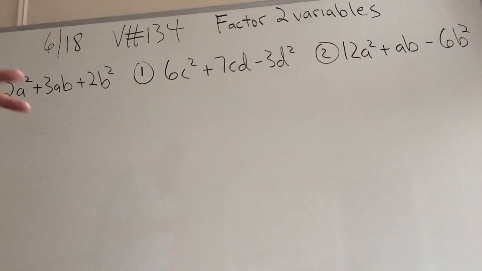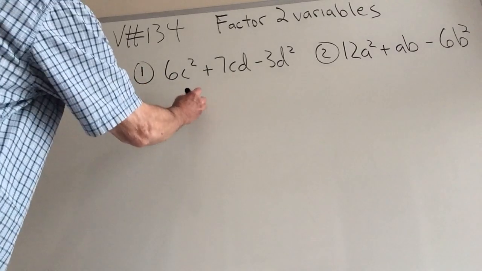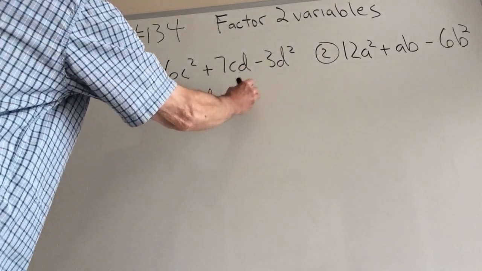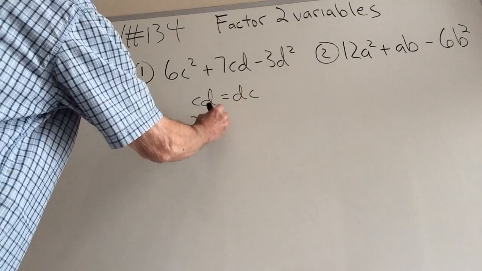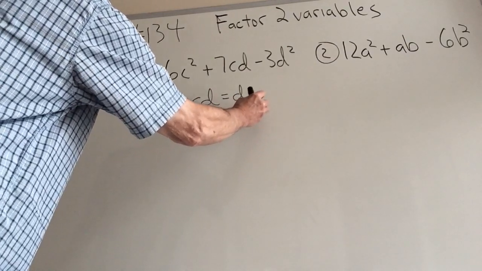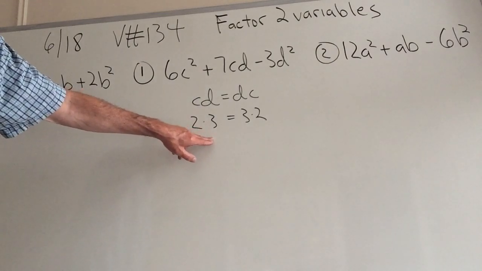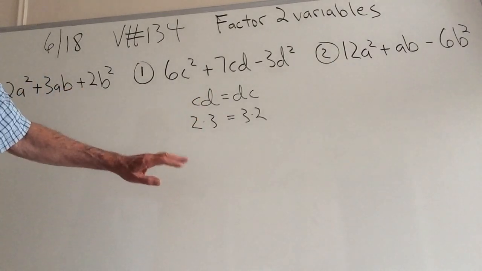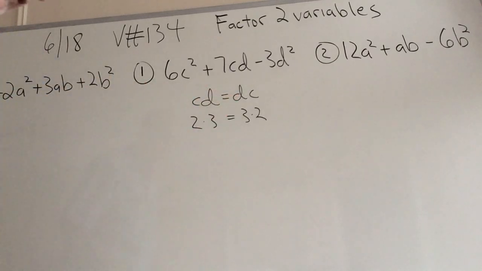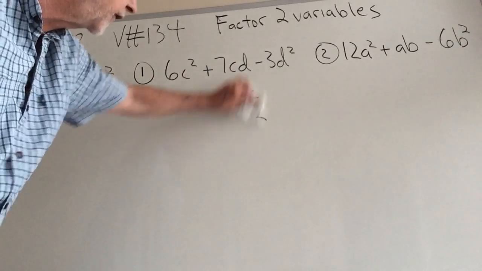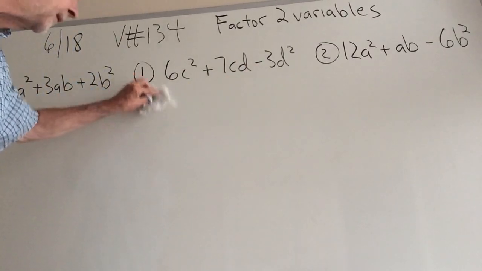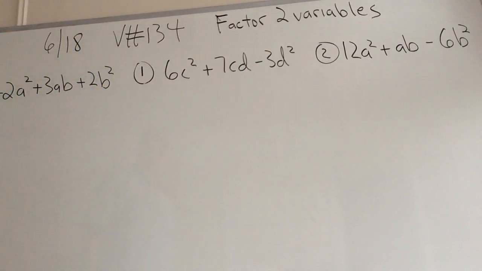So let's make a little point before we start this. CD always equals DC, for the same reason that 2 times 3 always equals 3 times 2. You learned in elementary school in 6th grade this is the commutative property of multiplication. You don't have to know that. You just have to know that these are like terms. And you just switch them around. We'll always go in alphabetical order, although even that doesn't matter as long as you are consistent. So I'll erase that there and begin to work on the problem.